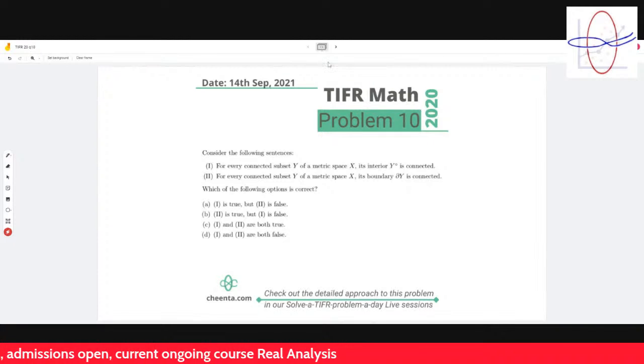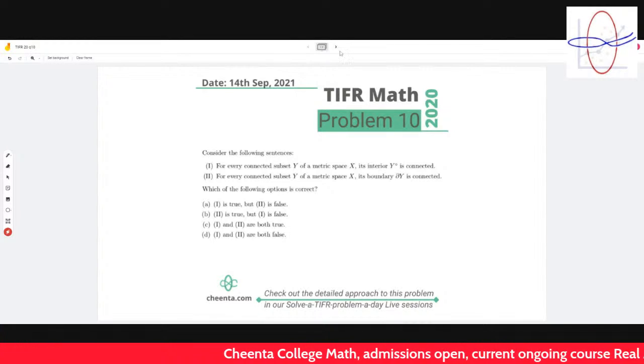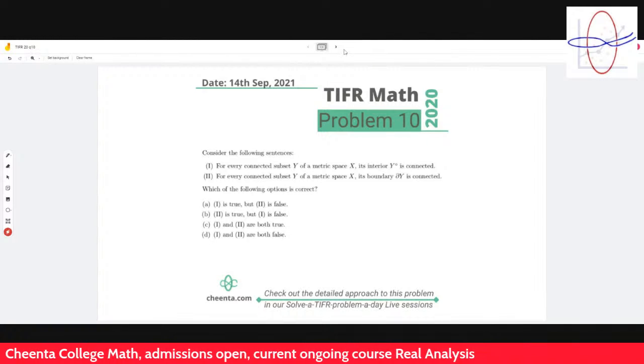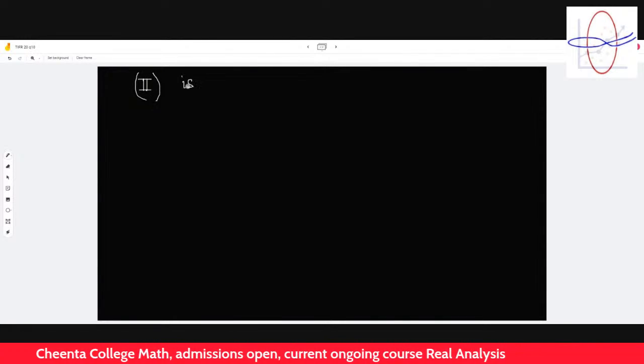Now, as you know, the definition of connectedness is when it is not disconnected. So when is a subset of a metric space disconnected? When it can be written as a disjoint union of two open subsets of that metric space. Now, the fact is that in this problem, statement 2 is automatically false.